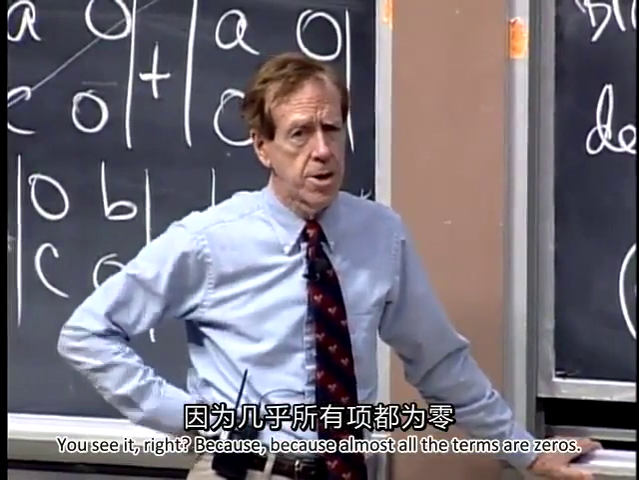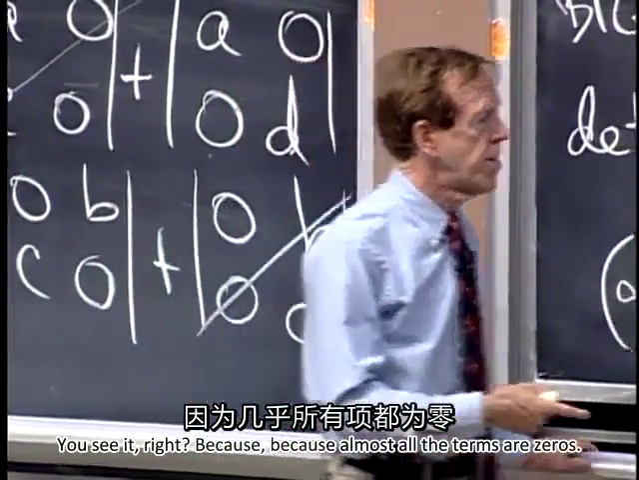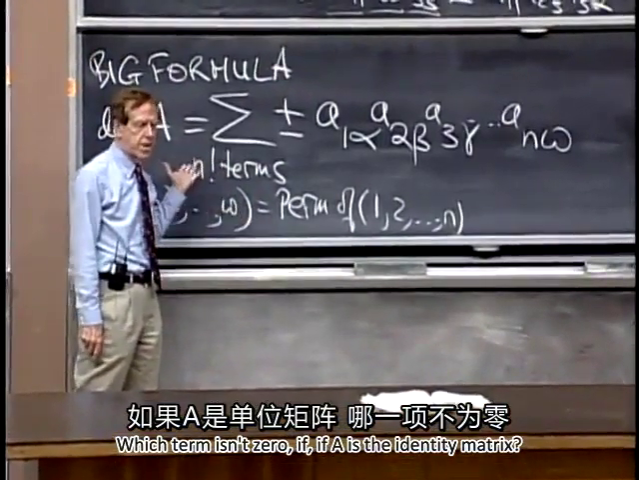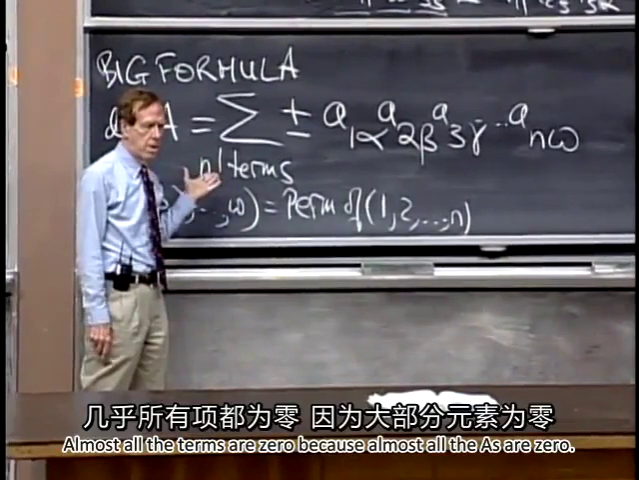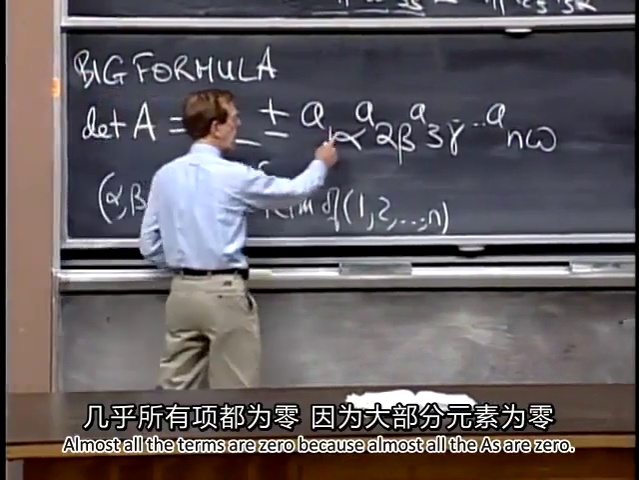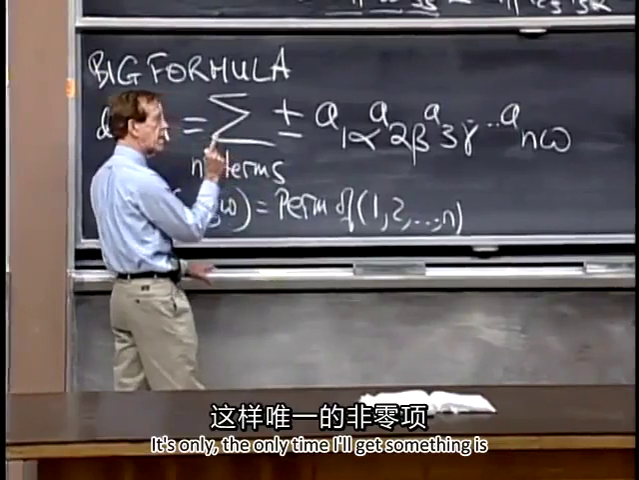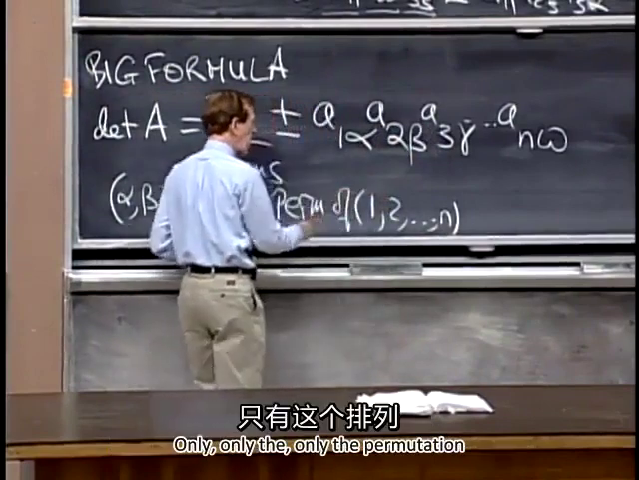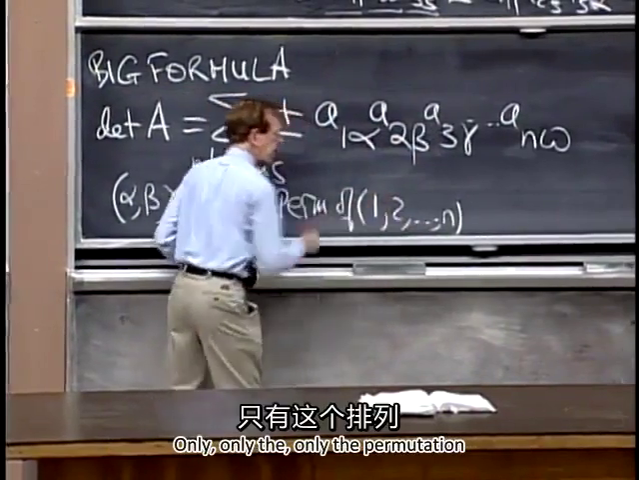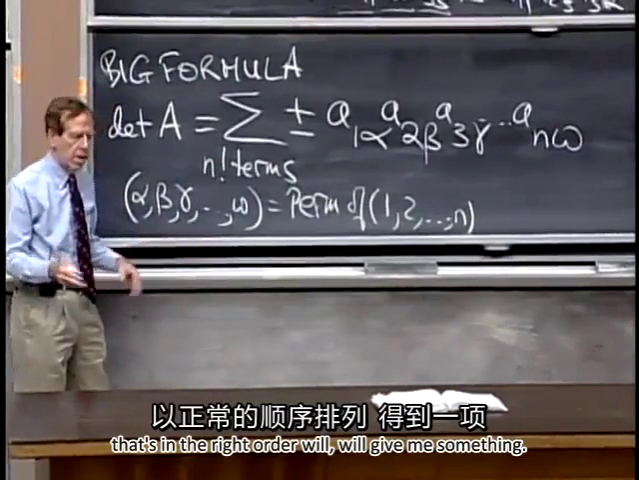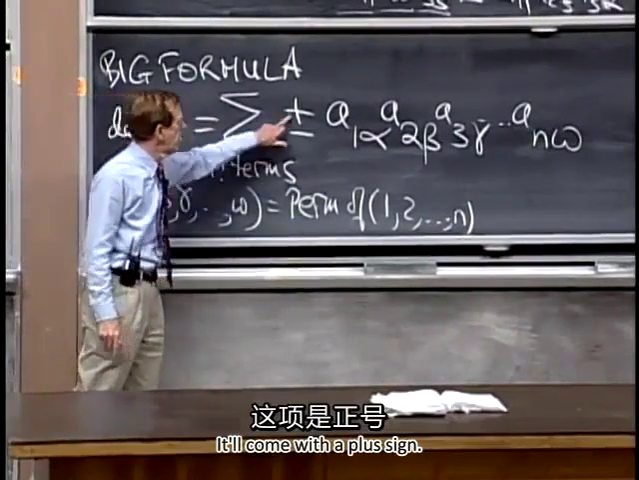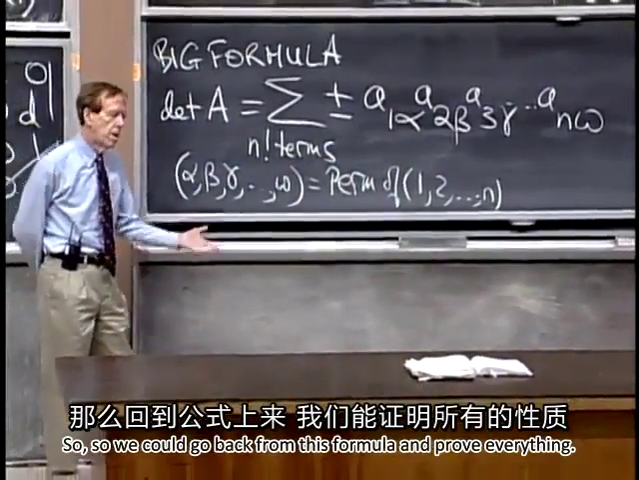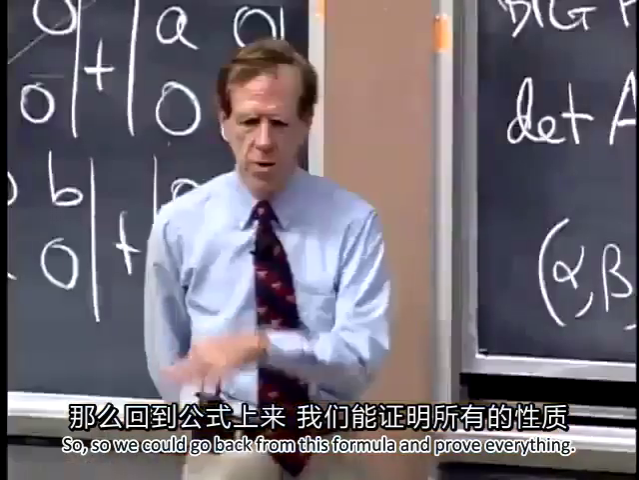You see it, right? Because almost all the terms are zeros. Which term isn't 0 if A is the identity matrix? Almost all the terms are 0 because almost all the A's are 0. The only time I'll get something is if it's A11 times A22 times A33. Only the permutation that's in the right order will give me something. It'll come with a plus sign, and the determinant of the identity is 1. So we could go back from this formula and prove everything.